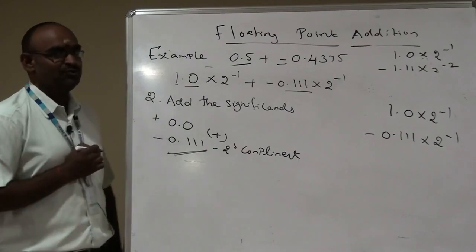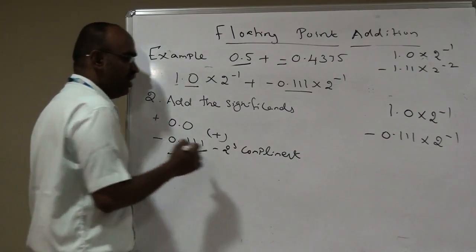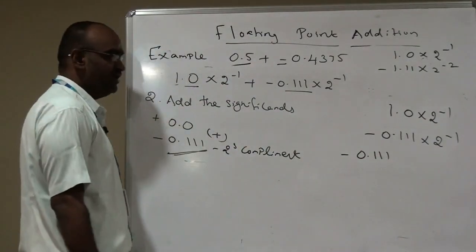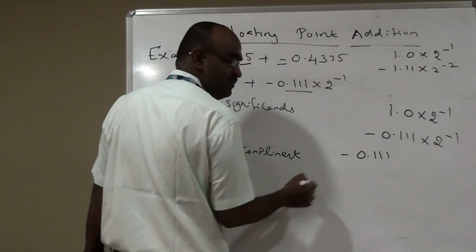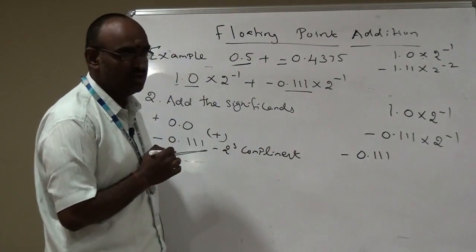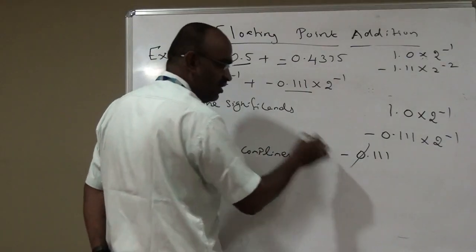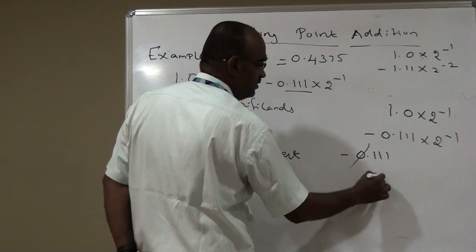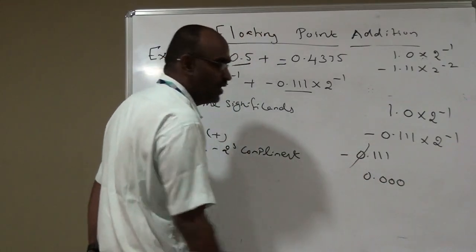So a negative number should be taken to the 2's complement. So how do we take a 2's complement? This is the value of minus 0.111. For the 1's complement, all the 1s should be converted into 0, and all the zeros converted to 1. We are only taking the fractional part, so 0.000 is the 1's complement value.